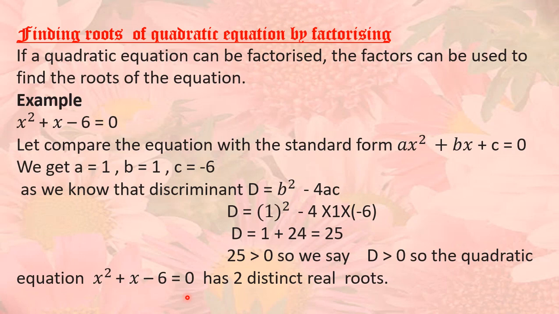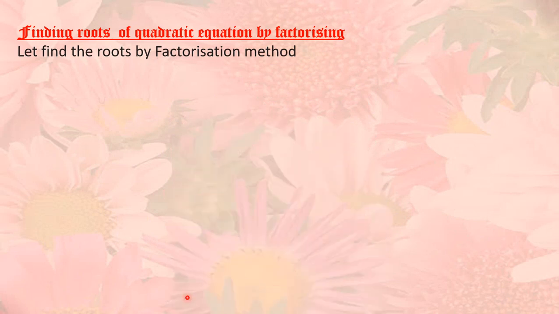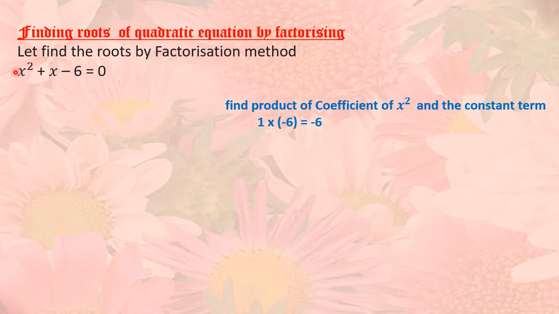So now let us perform the factorization method. By this method, first we have to find the product of the coefficient of x square and the constant term. Here the coefficient of x square is 1 and the constant term is minus 6, so their product 1 into minus 6 becomes minus 6. Now we have to find the factors of this product, that is minus 6. So we can write minus 6 as minus 2 into 3. Also we can write minus 6 as 2 into minus 3.